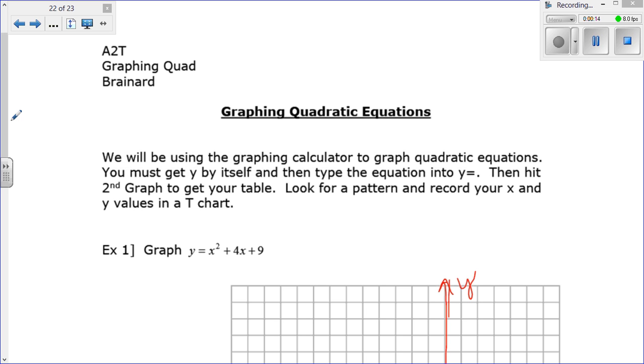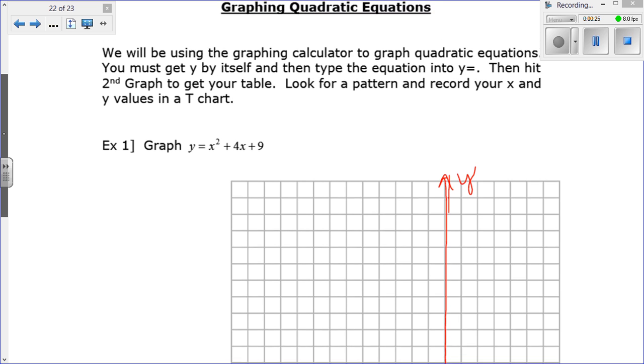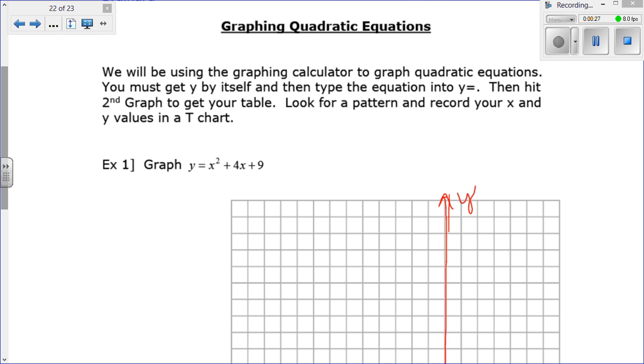In an effort to save some time, I'm going to do all the charts for your graphing without showing you how to use the graphing calculator. I'm assuming most of you know how to use that, and if not, I will show you in the actual classroom. So we will be using a graphing calculator to graph quadratic equations.